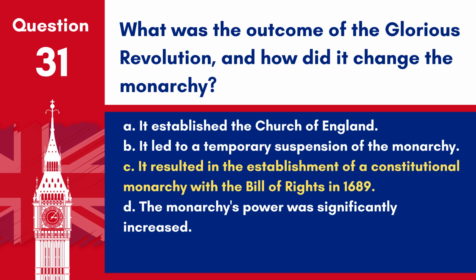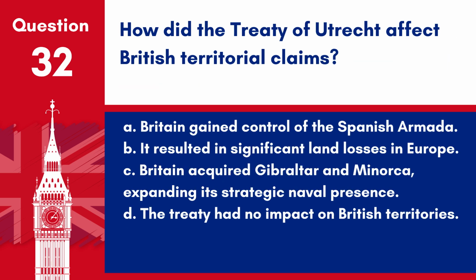Answer C. It resulted in the establishment of a constitutional monarchy with the Bill of Rights in 1689. The Glorious Revolution of 1688 led to the overthrow of King James II in favour of William and Mary, marking a shift towards a constitutional monarchy where the powers of the monarchy were limited by law, emphasising the supremacy of Parliament. Question 32. How did the Treaty of Utrecht affect British territorial claims?